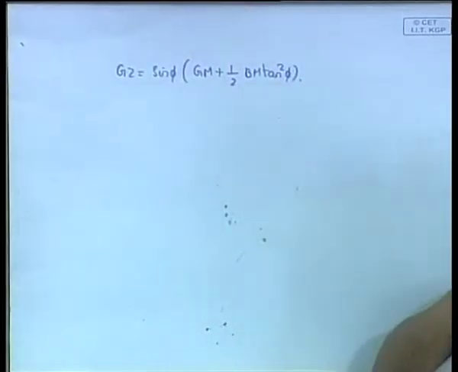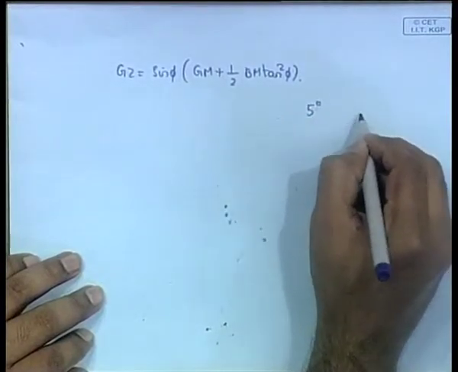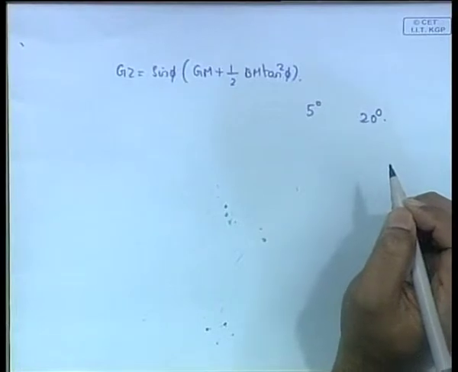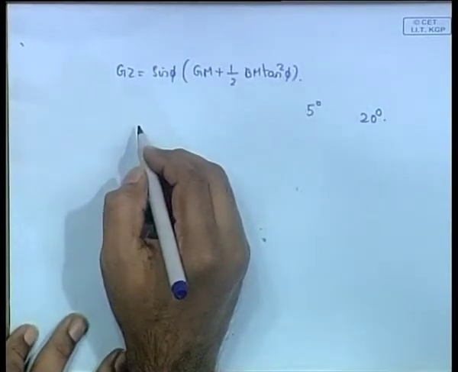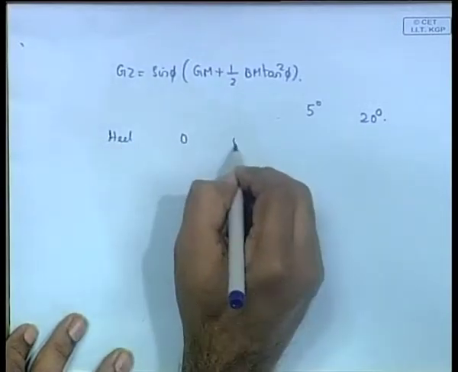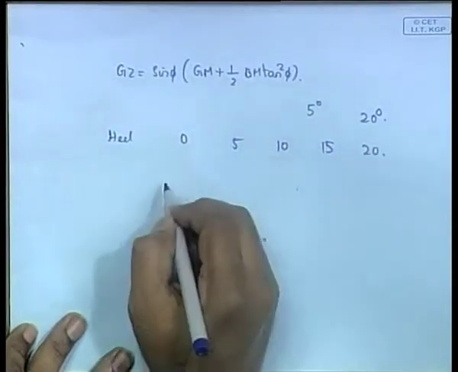Now, the usual way is you take 5-degree intervals, starting from 5 degrees. In this case, you have to go up to 20. So 5, 10, 15 and 20, you take 4 values and you make your GZ table like this. Heel 0, 5, 10, 15 and 20.